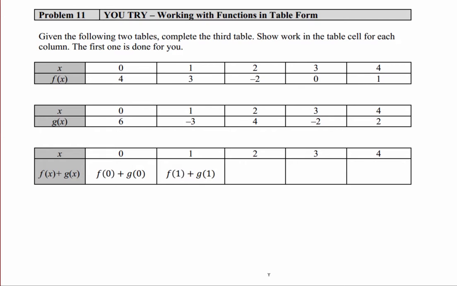Well, that's a little confusing because actually the first two were done for us and they didn't even finish them. So what the heck here? So what do we need to do? So what's our work here? Well, the thing to remember is how function notation works, okay?